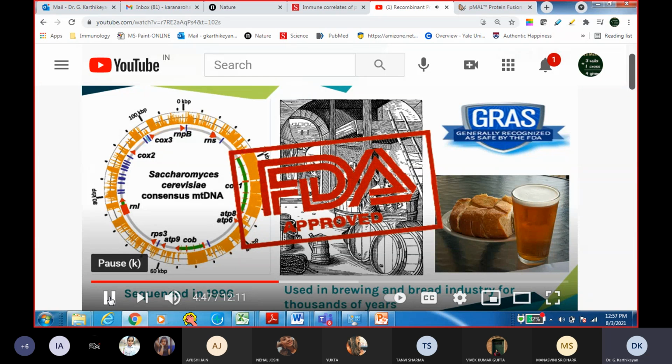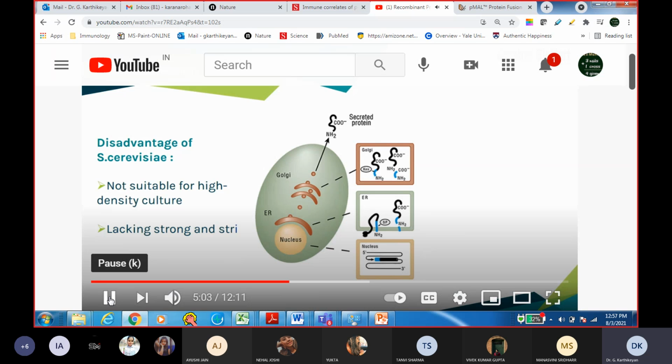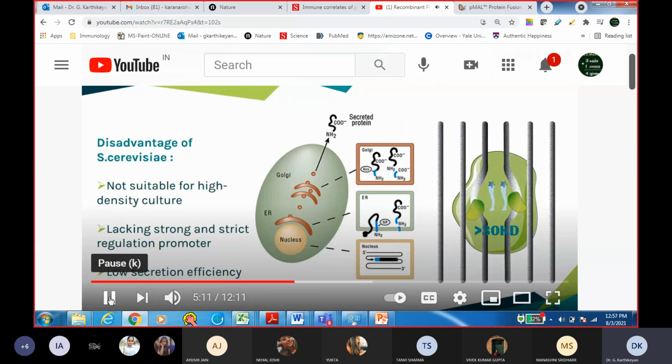Thus, the products expressed from the yeast system do not need a lot of host safety experiments. However, compared with the new yeast systems, the S. cerevisiae expression system is not suitable for high-density culture, and it lacks a strong and strictly regulated promoter. Besides, the secretion efficiency is low. Especially, many target proteins with a molecular weight greater than 30 kD are almost not secreted.